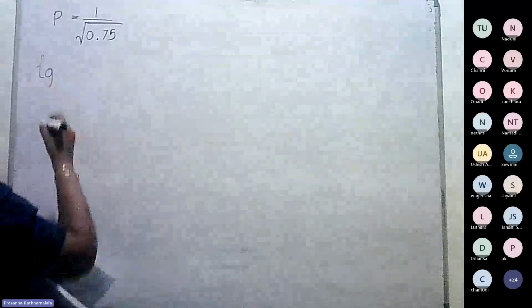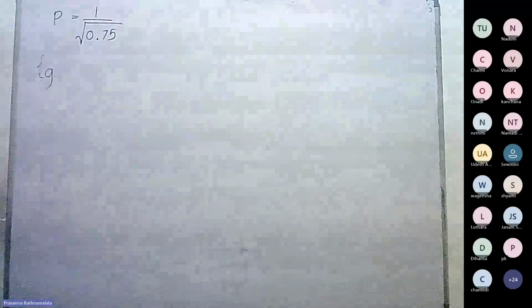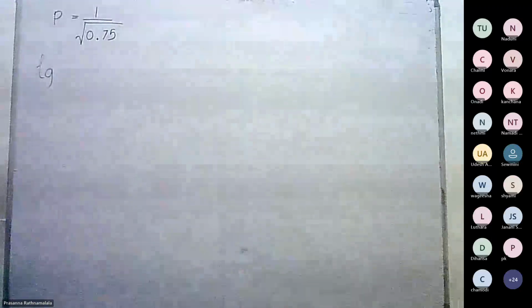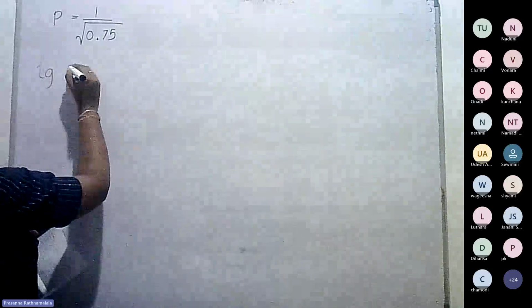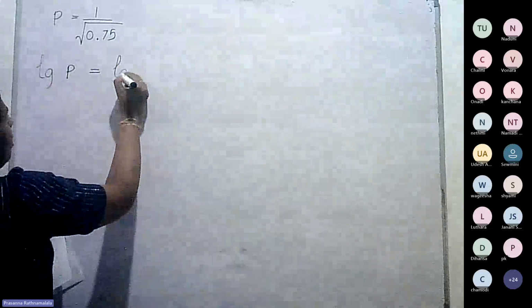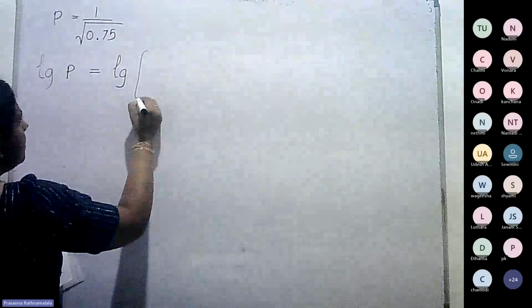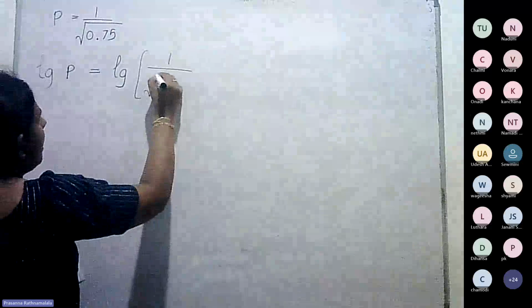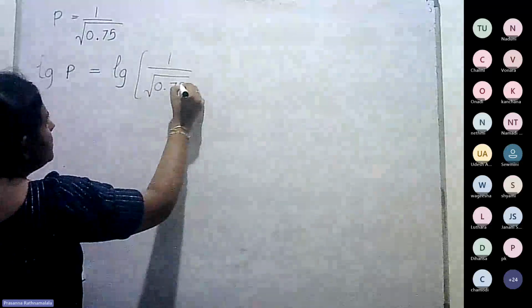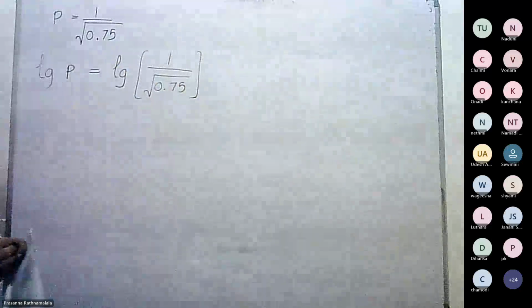You get the logarithms of both sides. Logarithm of P equals logarithm of 1 upon square root of 0.75.